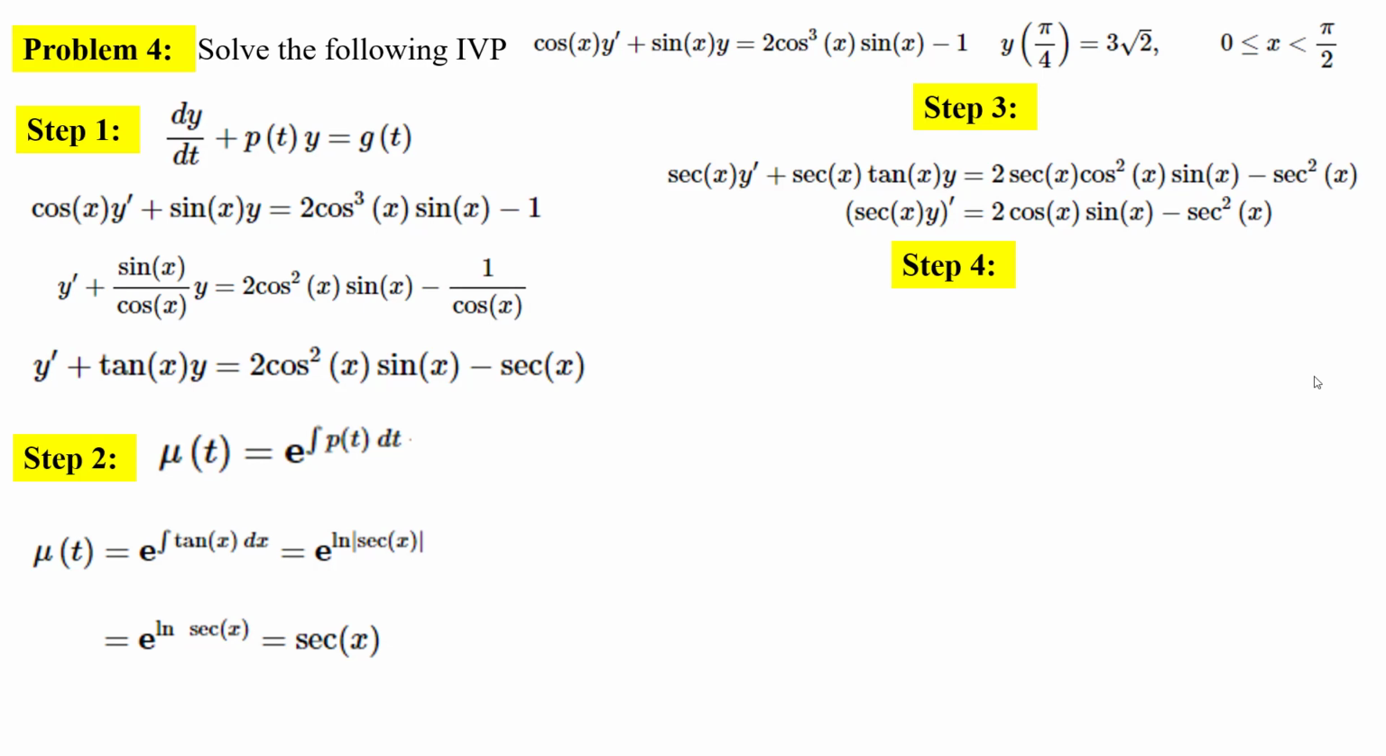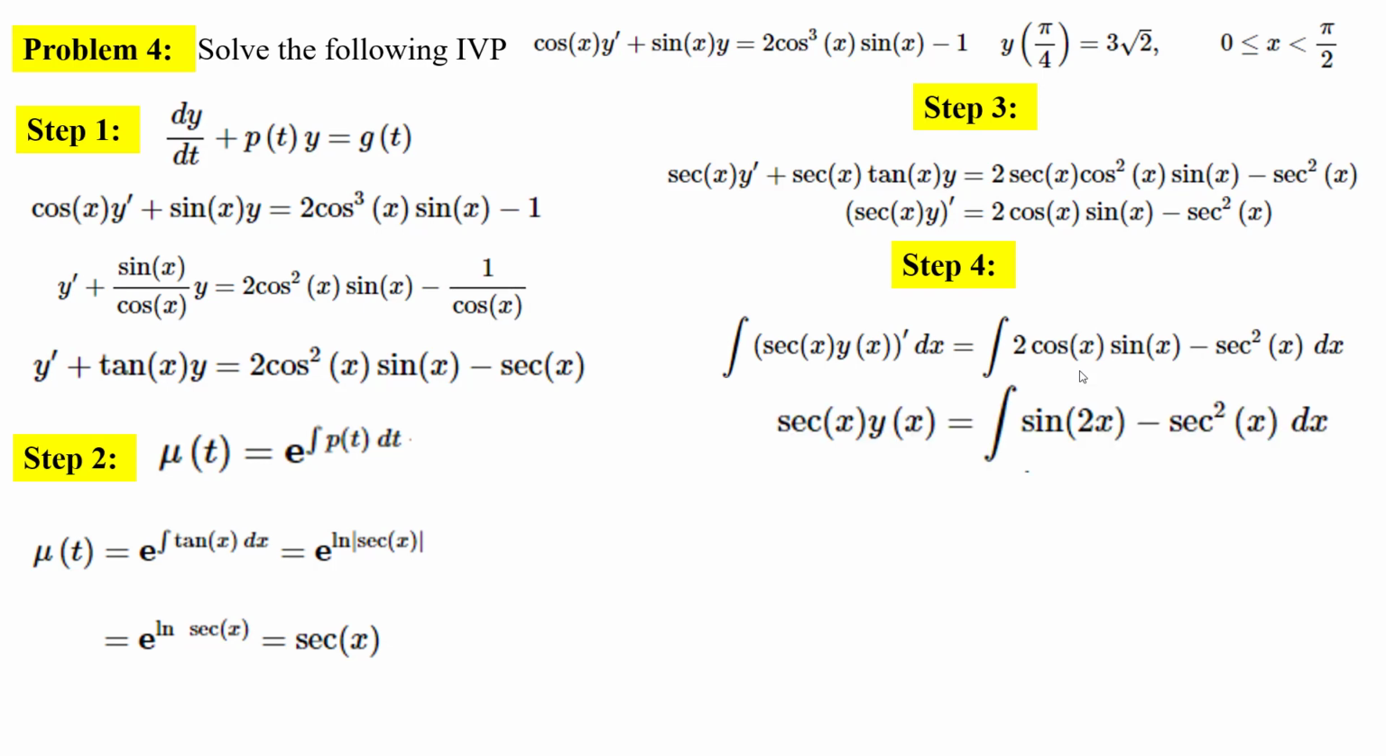All right. Step 4, attempt to integrate each side. The left side is just secant of x times y of x. The right side, 2 cosine of x sine of x is 2 sine 2x minus secant squared of x dx. Whoever cooked this up, this does have an integral.